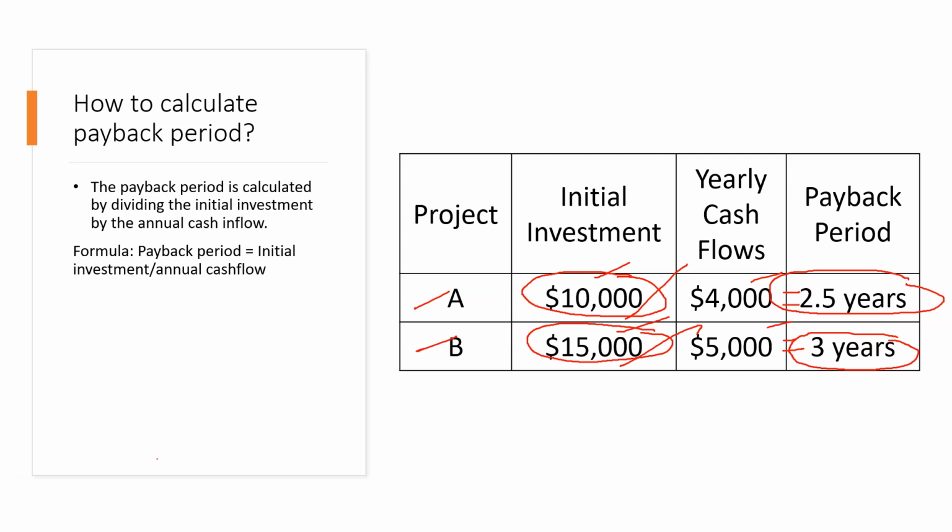What is the decision criteria? Which project will you choose under payback period? It will always be the project that has the lowest payback period. That means under payback period, the rule is the project that will allow you to recover your initial investment faster. That is the project you are going to select.